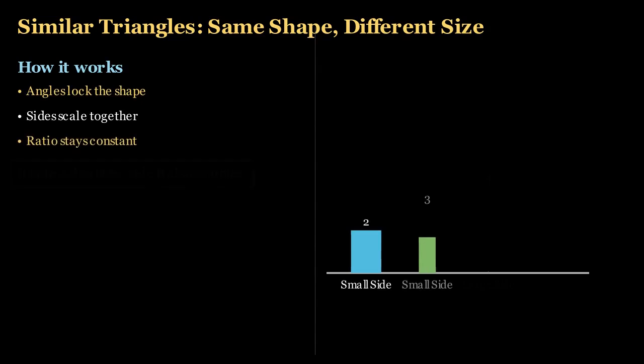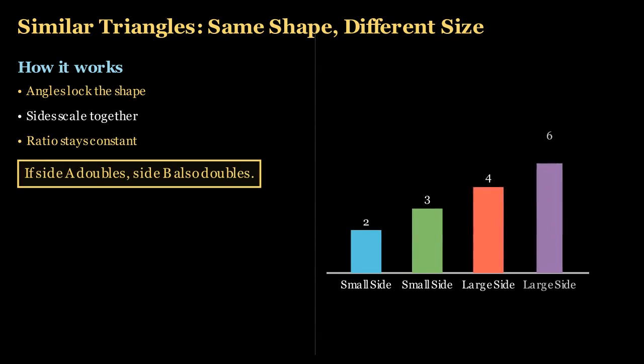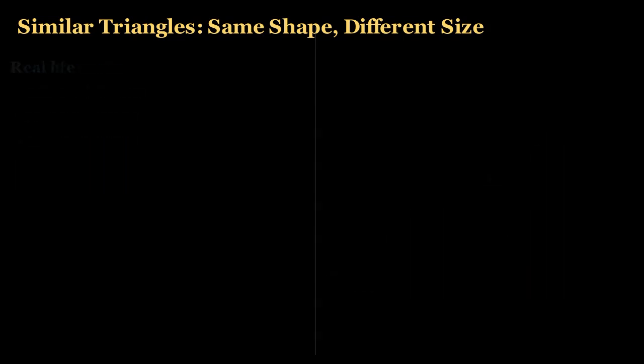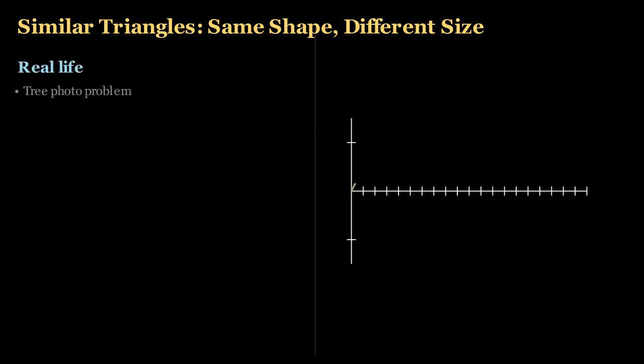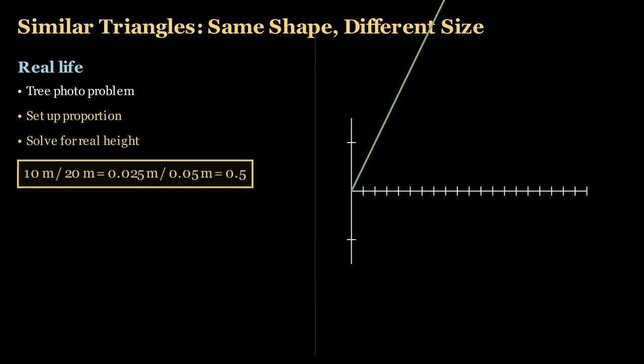Think of it like a recipe: if you double one side, you must double all the others to keep the angles. In our camera, the world triangle. A 10-meter tree is 20 meters from your pinhole camera. The camera's focal length is 0.05 meters. The image of the tree on the sensor is 0.025 meters tall. We can check this: the world triangle has height 10 and base 20.